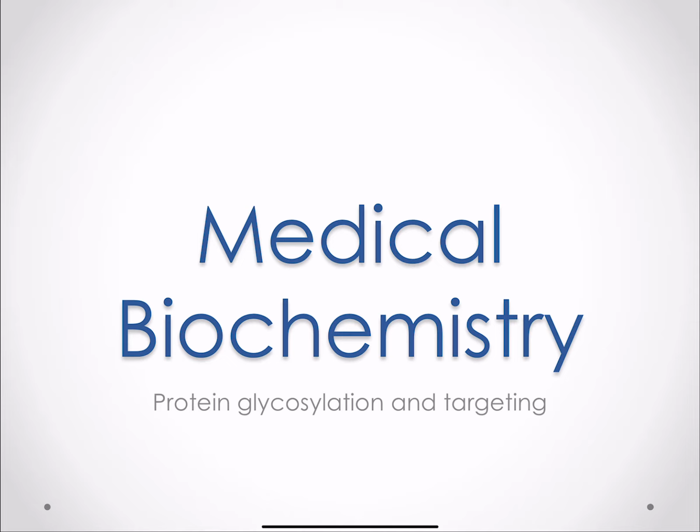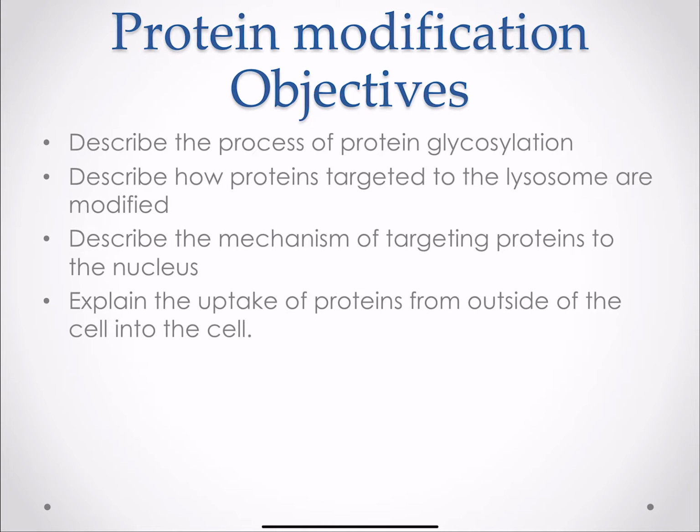Okay, so now we're going to talk about glycosylation of proteins, which is a post-translational modification of proteins. And we'll also talk about how proteins get targeted to areas in the cell. So, again, we're going to talk about glycosylation. There's N-glycosylation, which is what we're going to primarily be targeting. And there's also O-glycosylation, which we're not going to talk too much about here, but we'll talk about in the future. And then we'll describe how proteins are going to get targeted.